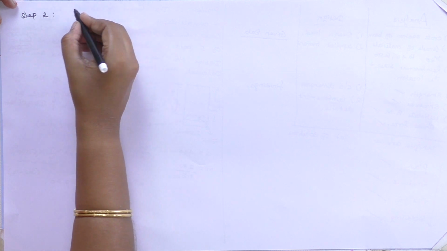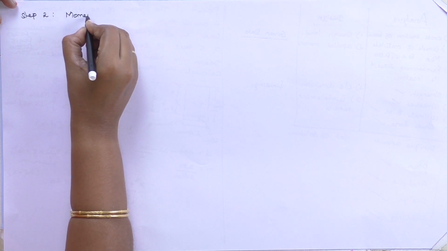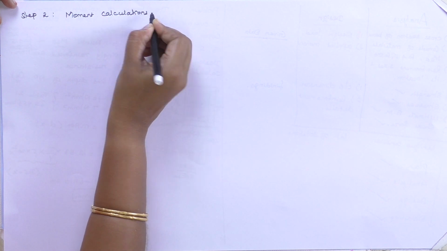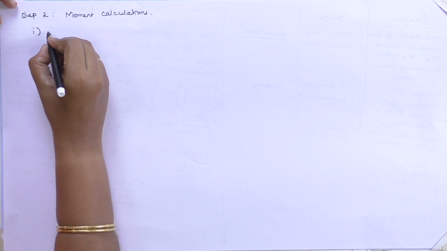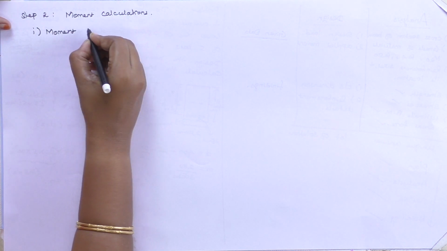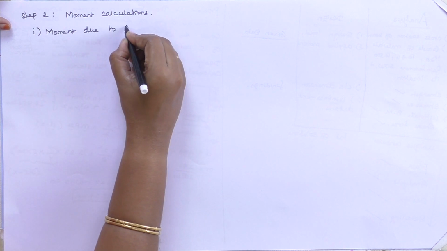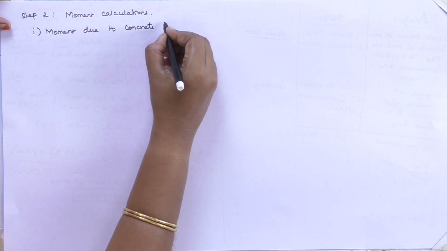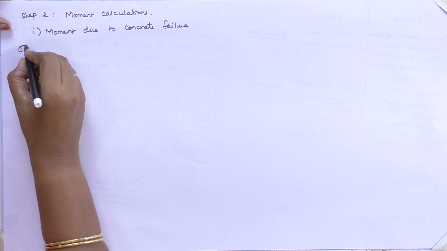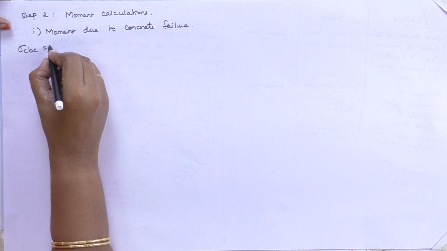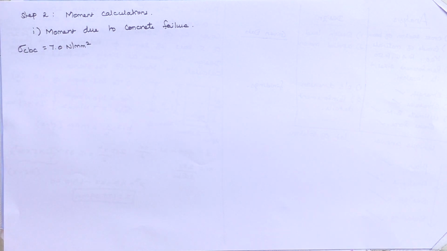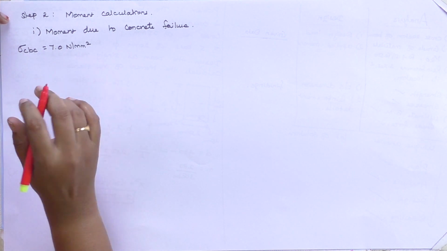Step 2, moment calculation. First one, moment due to concrete failure. For that, we will have some design constant. Sigma CBC is equal to 7 Newton per mm square. We can write the formula only for concrete alone.